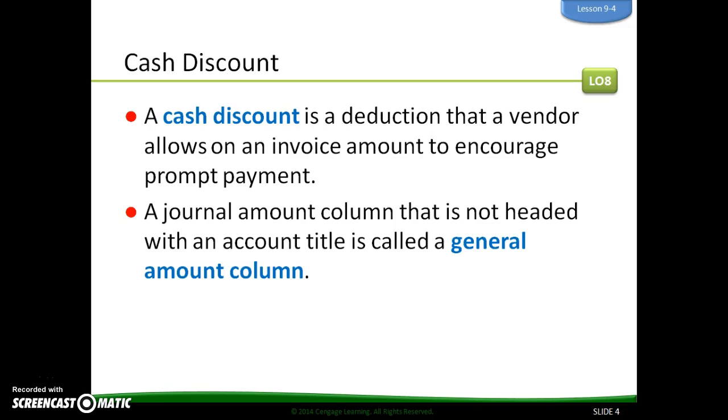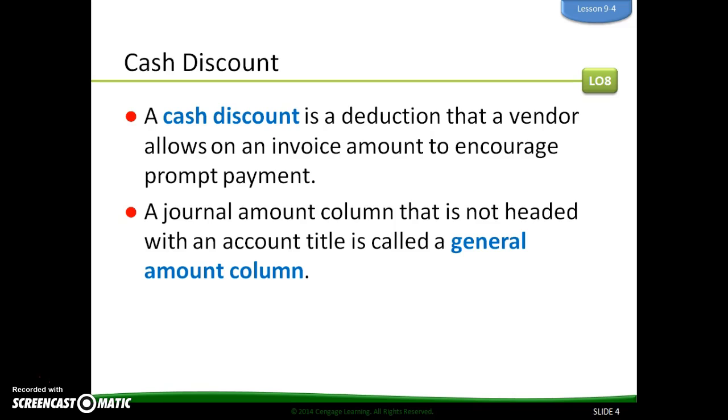So as we think about cash discount, this is a deduction that a vendor allows you to take on an invoice to encourage prompt payment. So when businesses are trying to get you to pay before 30 days, sometimes they'll give you a discount to do that, and those discounts are called cash discounts.